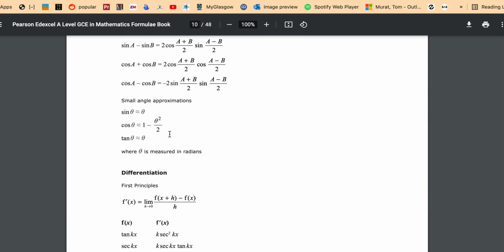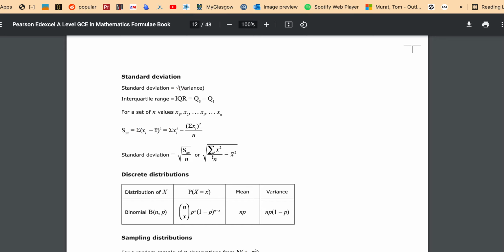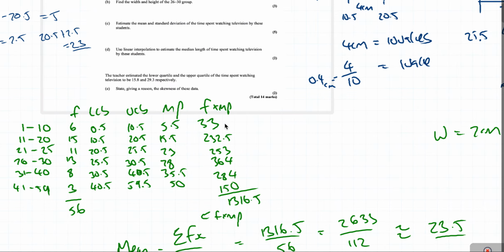So if we go, not in the question, sorry, to the formula sheet and find the statistics, given the standard deviation here, we've got the square root of the sum of x squared over n, or we've got this Sxx factor, which is probably more useful. So you've got the sum of x minus the mean all squared, or the sum of x squared minus the sum of x all squared. The one that I would use is probably the sum of f x squared divided by n, minus the mean squared.